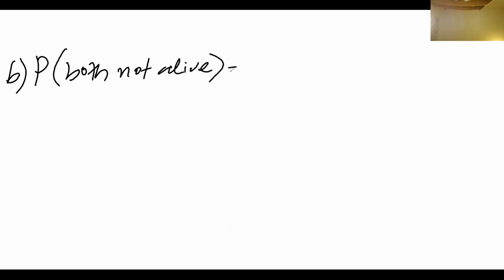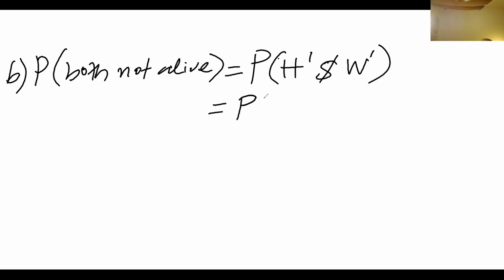So this one will be the probability that the husband is not alive and also the wife is not alive. So that is an "and". They must both not be alive. So this is just the probability the husband is not alive times the probability that the wife is not alive.